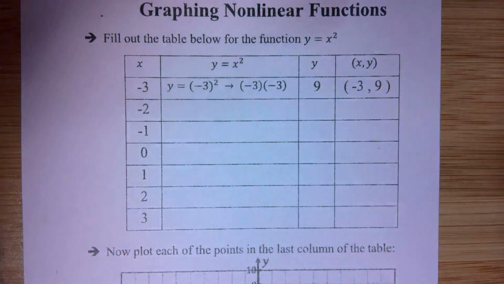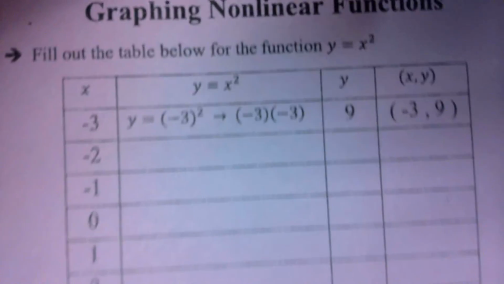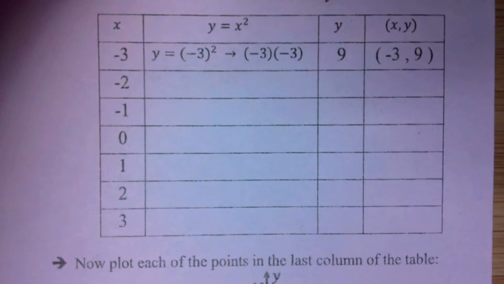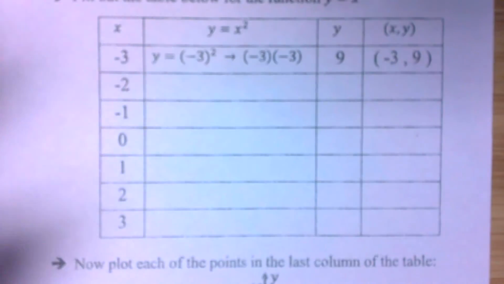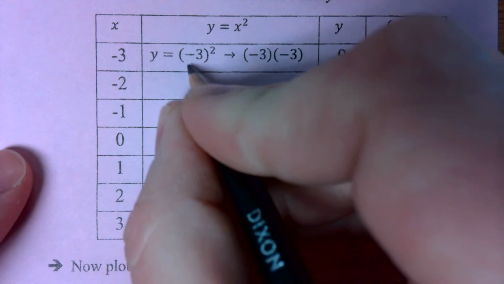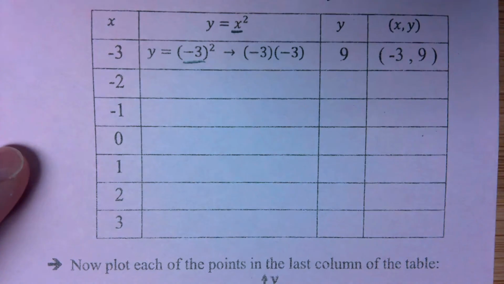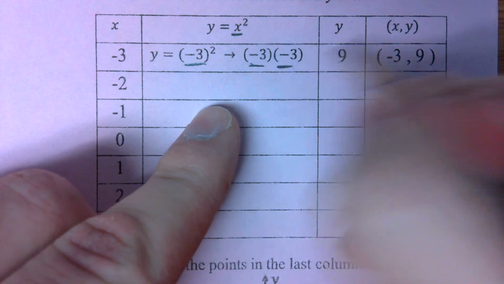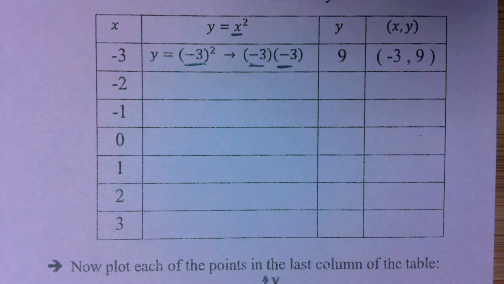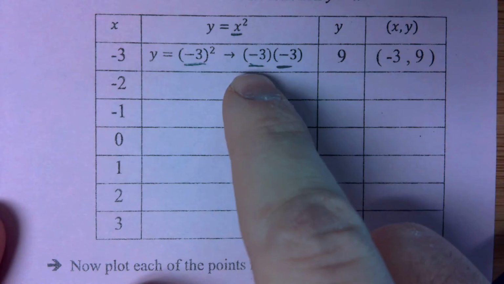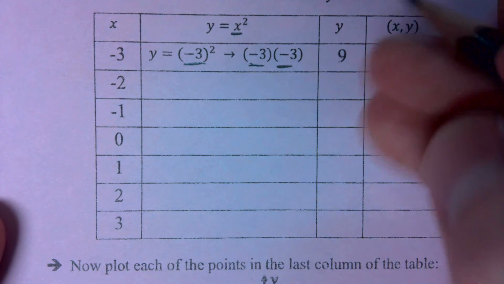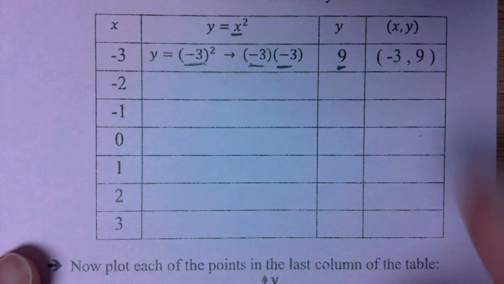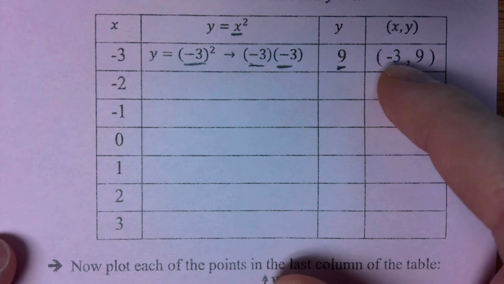The first row of our table has been completed already with the x value of -3. You can see that we plug -3 in here for x. And -3 squared is not -3 times 2. It's -3 times itself. So -3 times -3 gives us a y value of +9, and the point -3, comma 9.